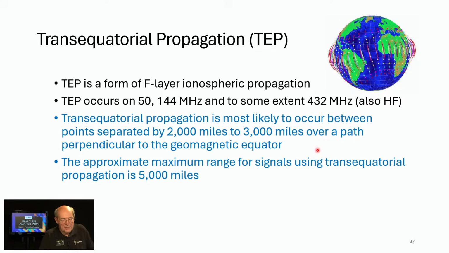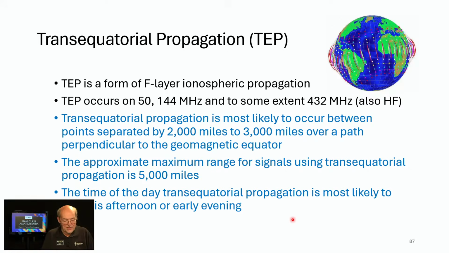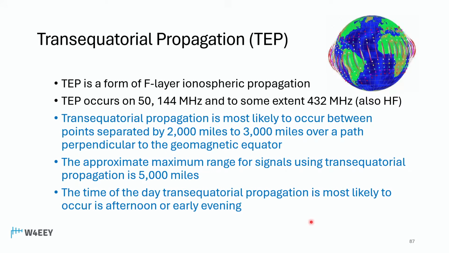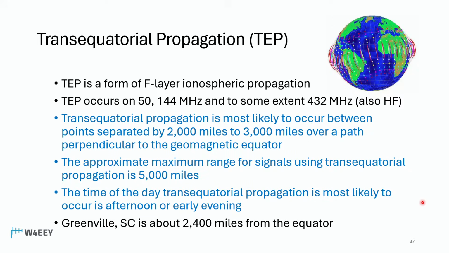The approximate maximum range for trans-equatorial propagation is 5,000 miles. 2,000 to 3,000, max 5,000. The time of day most likely to occur is in the afternoon or early evening. Not sure why it works, but it does. So we've got Greenville being about 2,400 miles from the equator, another similar distance into South America.